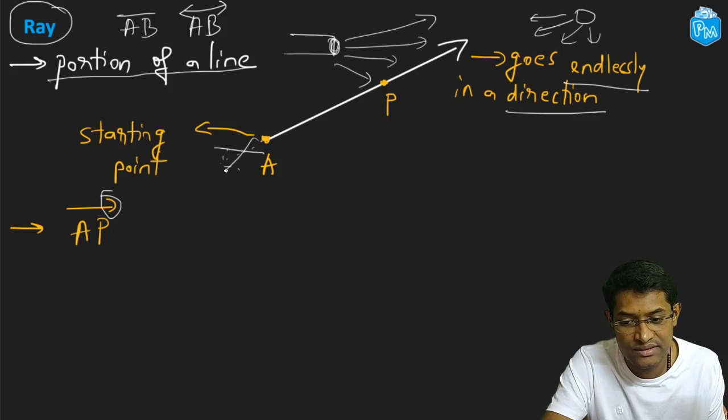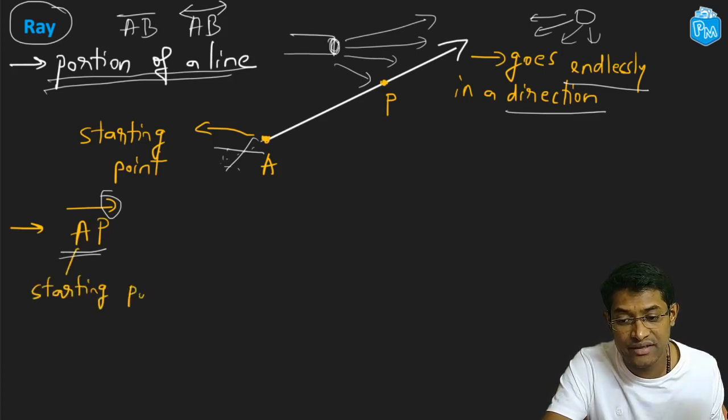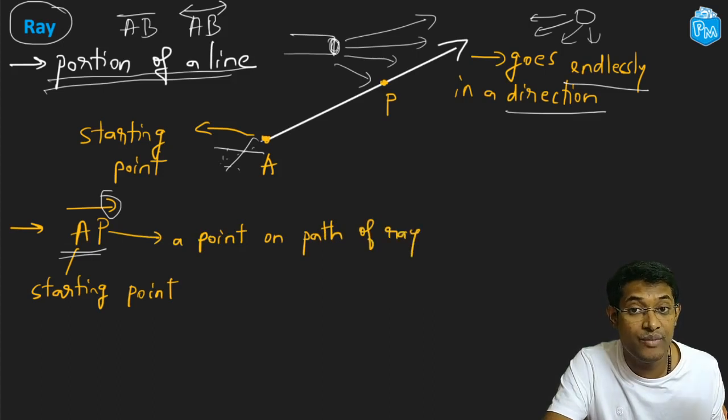Now we are not considering this part, we are only considering this portion of the line. That's why we call it a ray, and we mark it and we denote it like this. You can see that the point A over here is the starting point, and the point P is a point on the path of the ray.